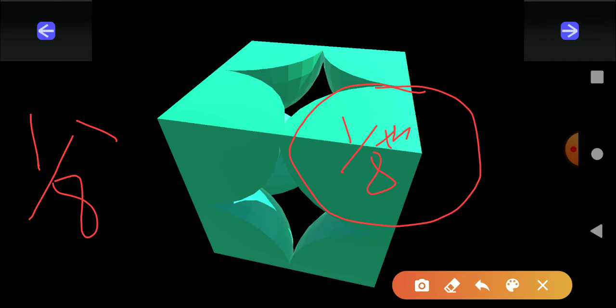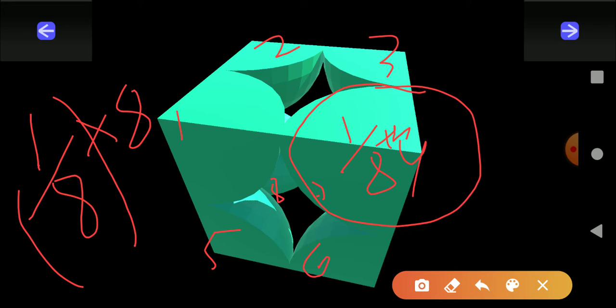How many corners are in one unit cell? Exactly, it is 8: 1, 2, 3, 4, 5, 6, 7, 8. There are 8 corners. At every one of the 8 corners, we observe the 1/8th portion of the particle. Therefore, the total number of particles is equal to 8 times 1/8, the 8 get cancelled. It gives 1. Inside this unit cell, there is only one particle.